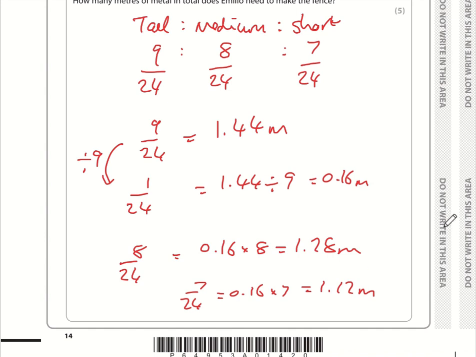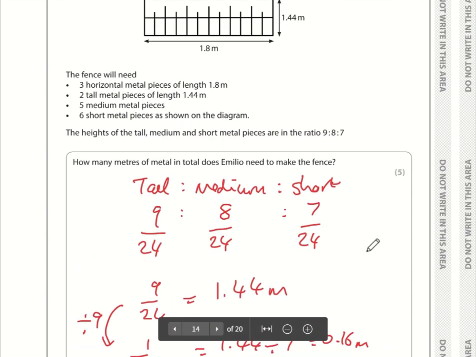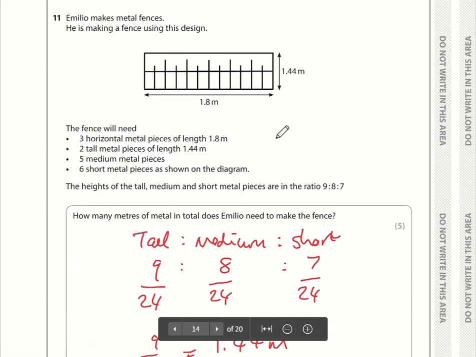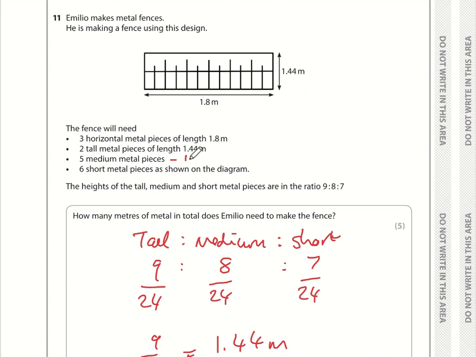Okay, so let's just make a note of these key values, 1.28 and 1.12. So medium was 1.28, and the short was 1.12. So now all we need to do, I'll just do the workings up here so I'm not scrolling up and down the whole time.